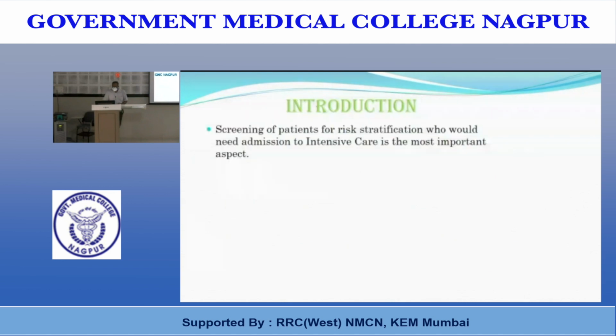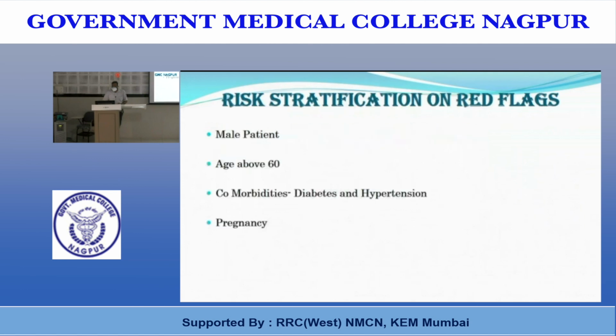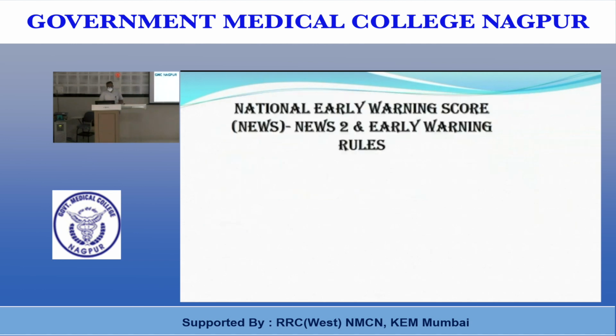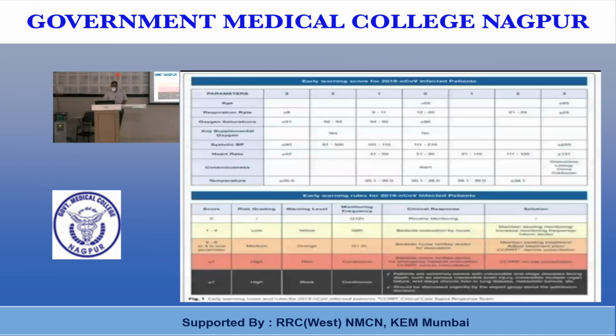Screening and risk stratification of all the patients admitted in ICU is most important. The risk factors are male patient above 60 years with comorbidities, diabetes, hypertension, pregnancy. The NEWS score, already told by the physicians, is used for risk stratification, and the parameters included are age, respiratory rate, saturation, supplemental oxygenation, blood pressure and heart rate, consciousness and temperature.